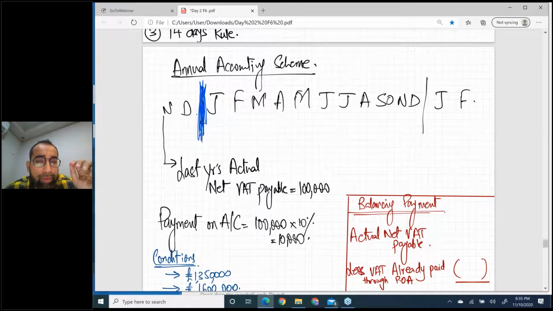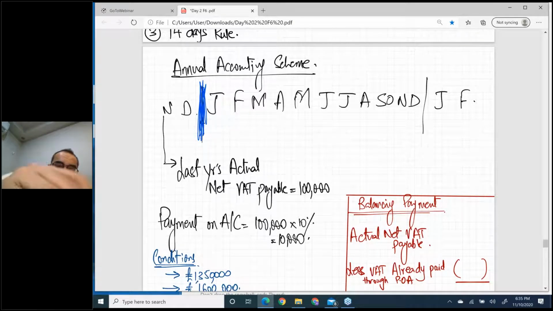Okay, so what you have to do in this scheme, when you join, is pay VAT through POA, payment on account. Payment on account is calculated on the basis of last year's VAT, the last full year's actual net VAT payable.